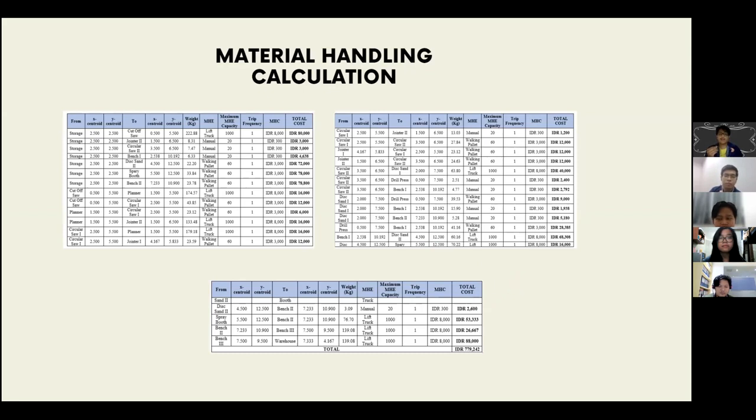For the material handling calculation, the currency that we will use is rupiah. And then based on every travel data that we got, the total material handling cost is 779,242 rupiah. Okay, next.